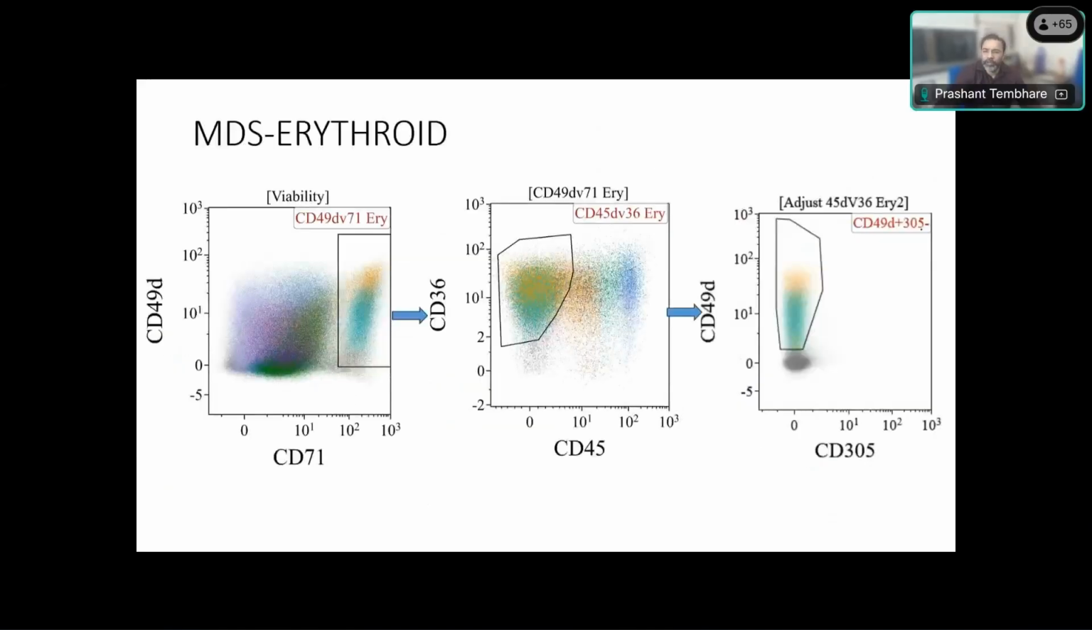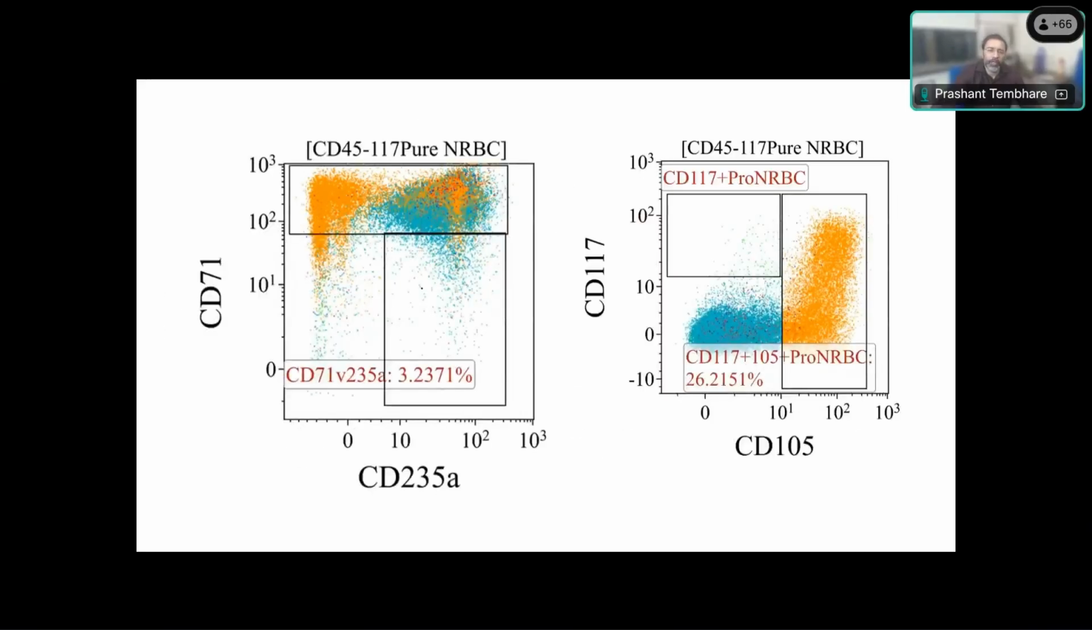Coming to the erythroid cells, you get erythroid cells using CD49d, and you can see in CD49d again there is a clustering. You can see that instead of 15%, it has become 26%. So that means ineffective erythropoiesis is there. And the blasts were increased. The blasts were, I think, 7% on morphology. No, sorry, on flow there were 14% blasts.